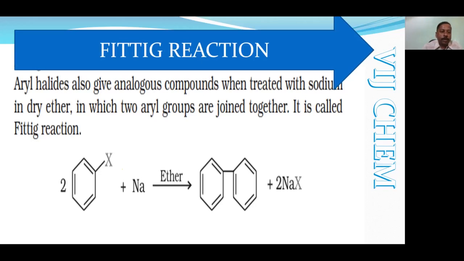In the Wurtz reaction, alkyl halides. In the Fittig reaction, aryl halides. And in the Wurtz-Fittig reaction, alkyl and aryl halides. I think it is now very easy. Let's start with the next one. First, take a screenshot and move further.